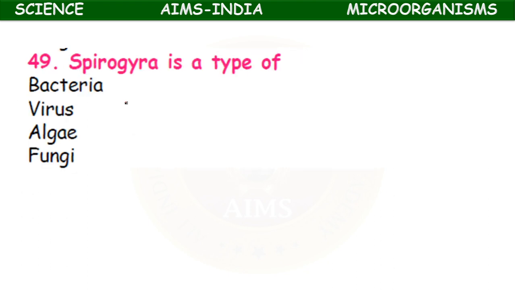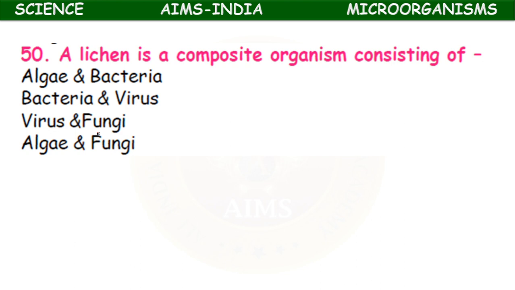Next, Spirogyra is a type of bacteria, virus, algae, fungi. Spirogyra is a spiral algae. A lichen is a composite organism consists of algae and bacteria, bacteria and virus, virus and fungi, algae and fungi. So, a lichen is the combination of algal thallus and fungal thallus, algae and fungi.